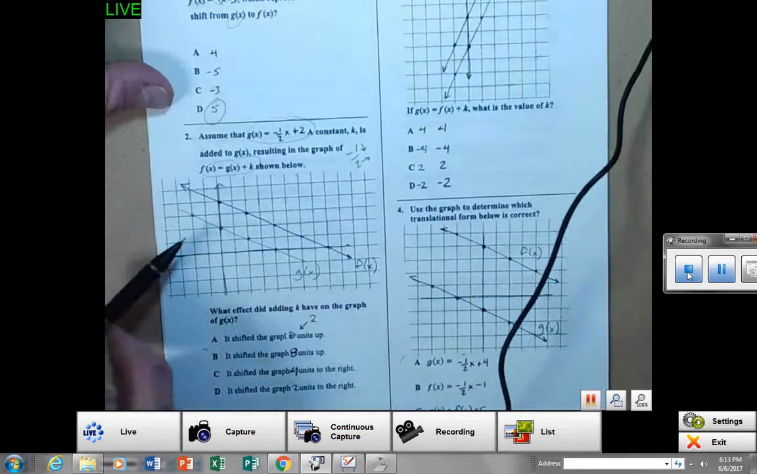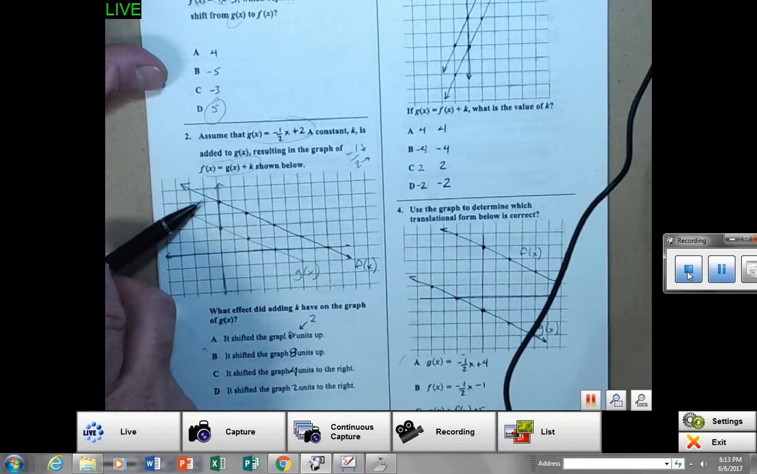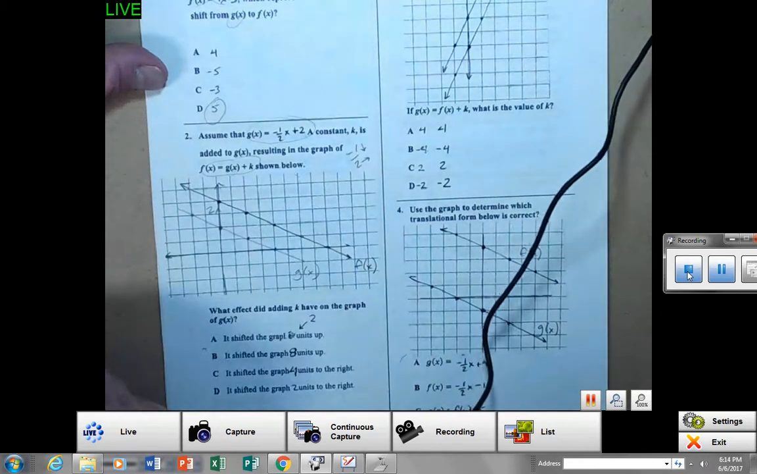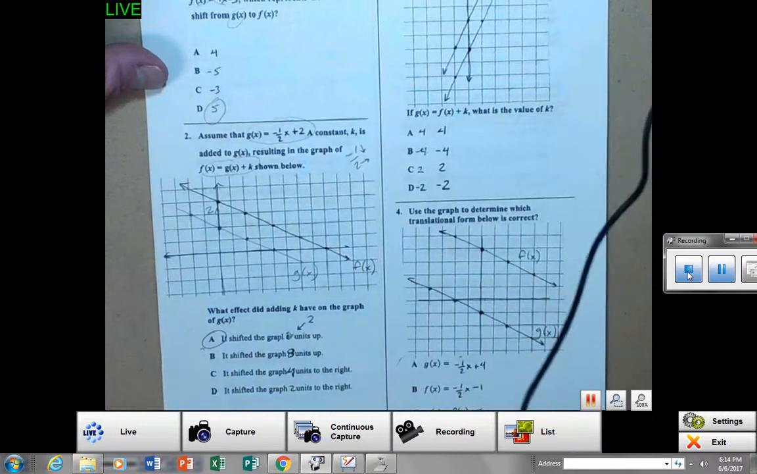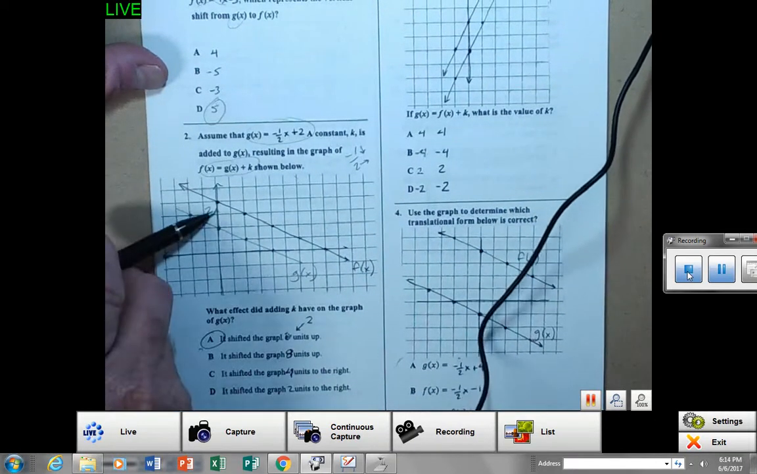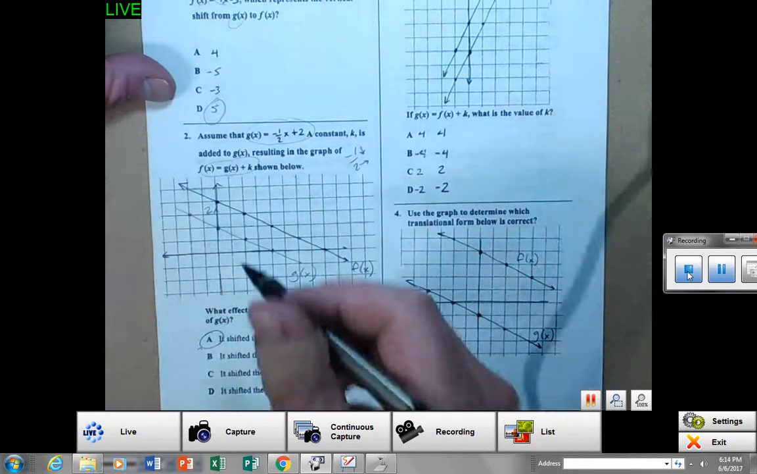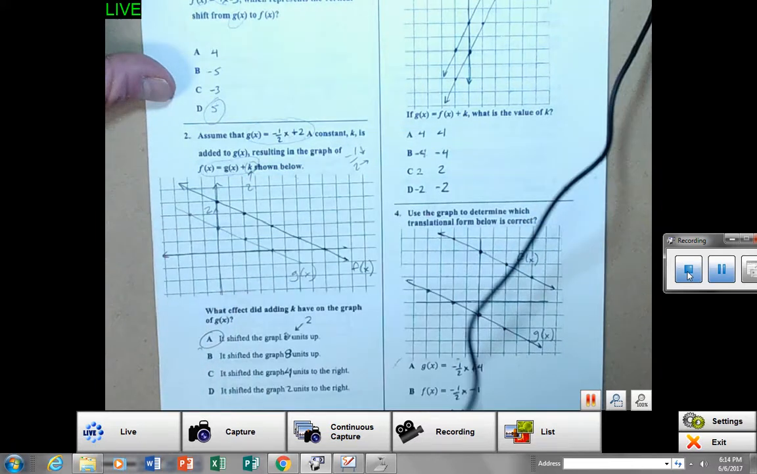To get from that original line, g of x, up to this new line here, f of x, I'm moving up that y-axis 2 boxes. That is my vertical shift. That is the answer. I take that, move it up 2 boxes, and that gives me negative 1/2 x plus 4. That is the new function. But again, that vertical shift number of 2 is that number right there.